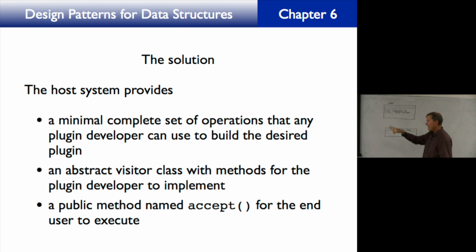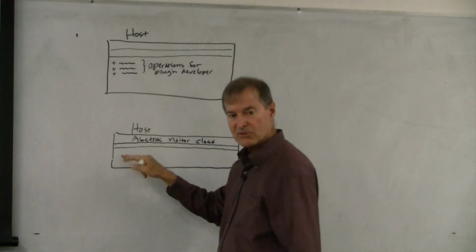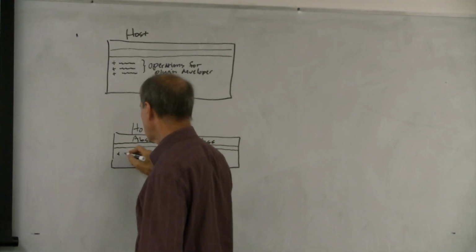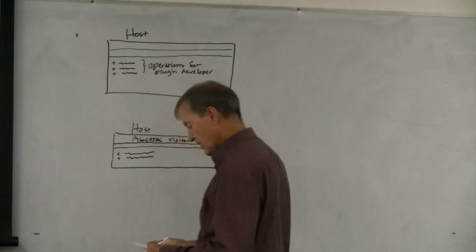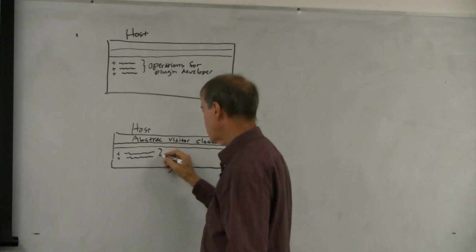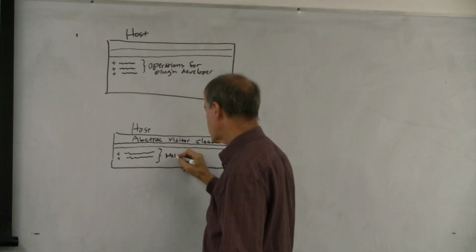All right? And what's in this abstract class? It might have some attributes, whatever. But what's one of the things that it's going to have? Methods for whom? The plugin developer to implement. And because the plugin developer is going to implement them, what do they have to be? Public or private? They have to be public. So plus blah blah, plus blah blah. And what are these? These are methods for the plugin developer.